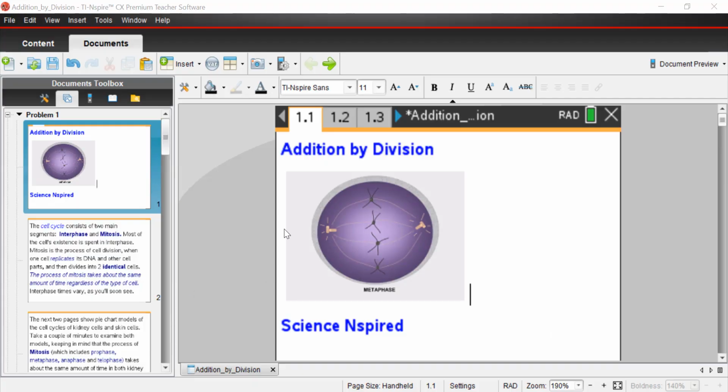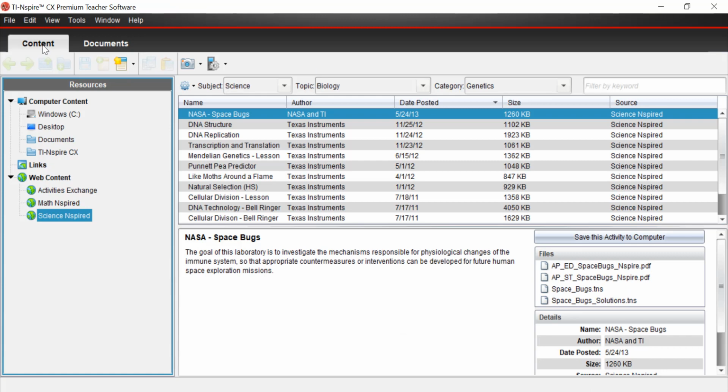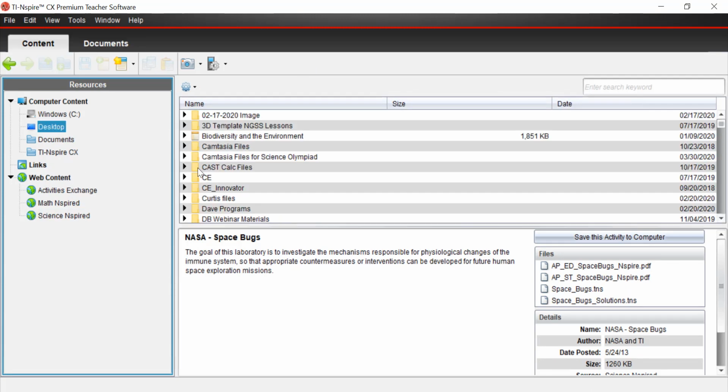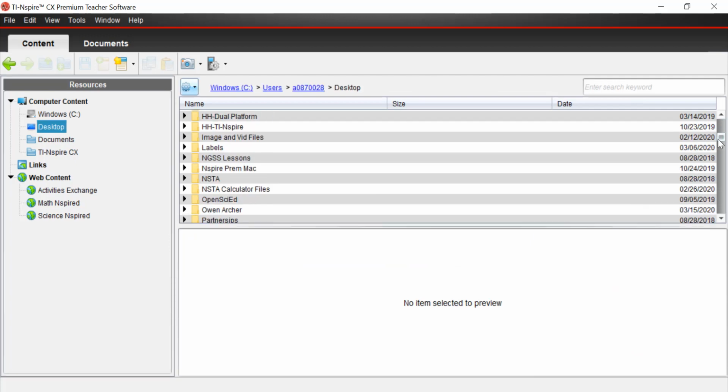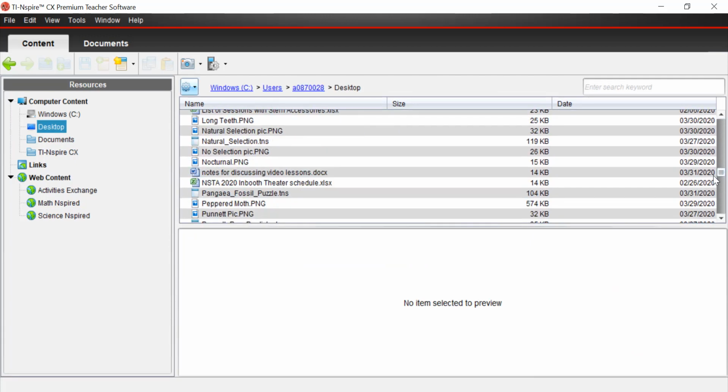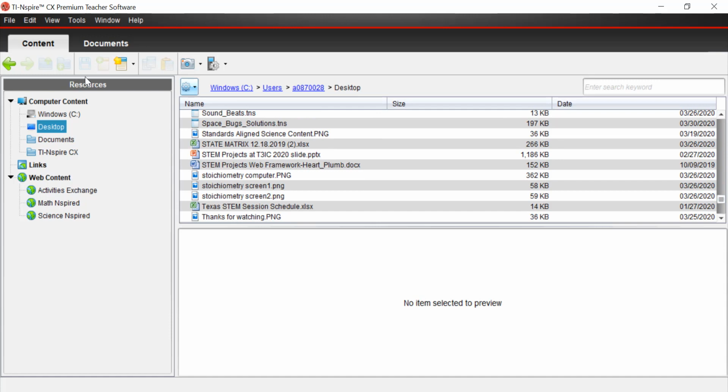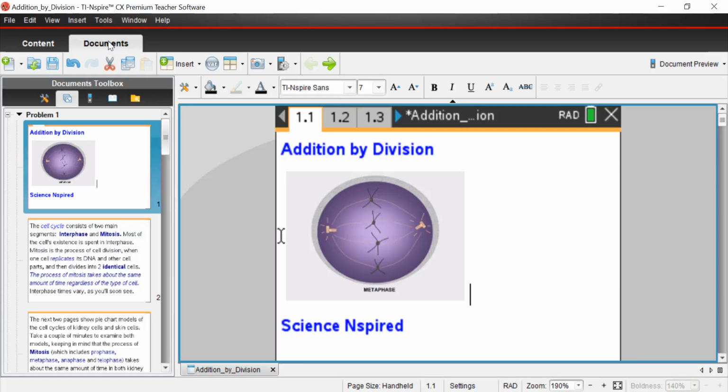All right. So I have the file Addition by Division pulled up in the TI-Nspire CX Premium software in my Documents tab. To pull an activity into your computer, you can go to your desktop, pull it off your desktop, and open it up from there. I've got a bunch of activities there, but once it's open, it'll be opened up in your Documents tab. Let's go ahead and get started on this one.